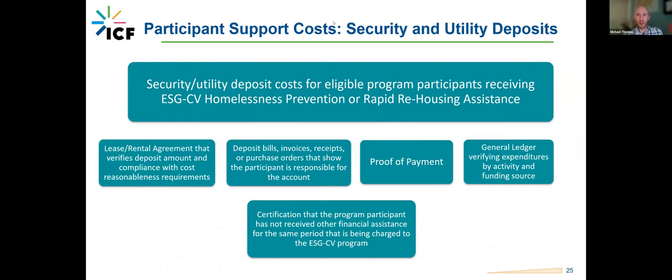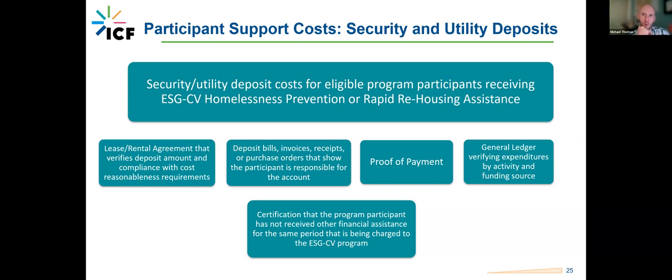I am talking about security and utility deposits. A little less complex than the furnishings that we just talked through, but important nonetheless. These are the deposit costs for eligible program participants with homelessness prevention or rapid rehousing assistance.